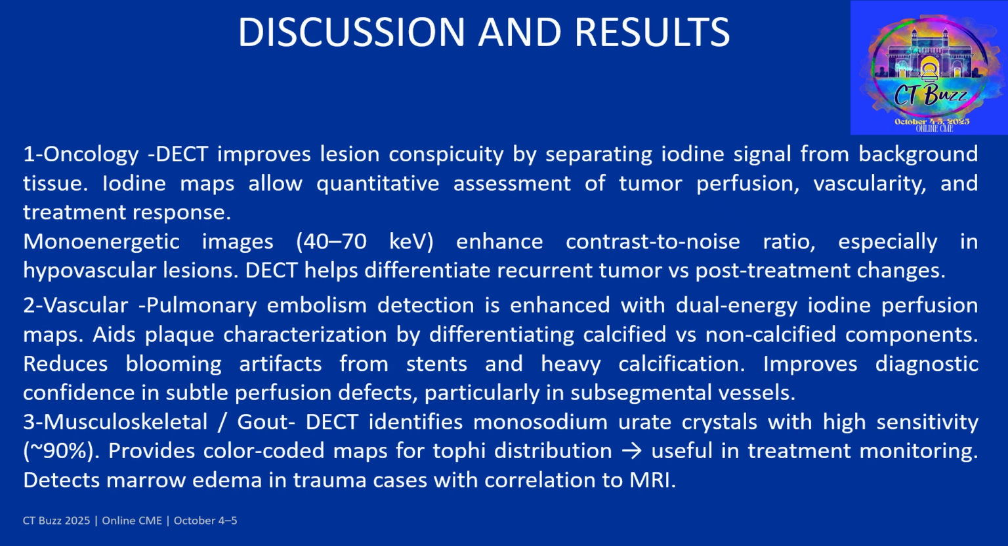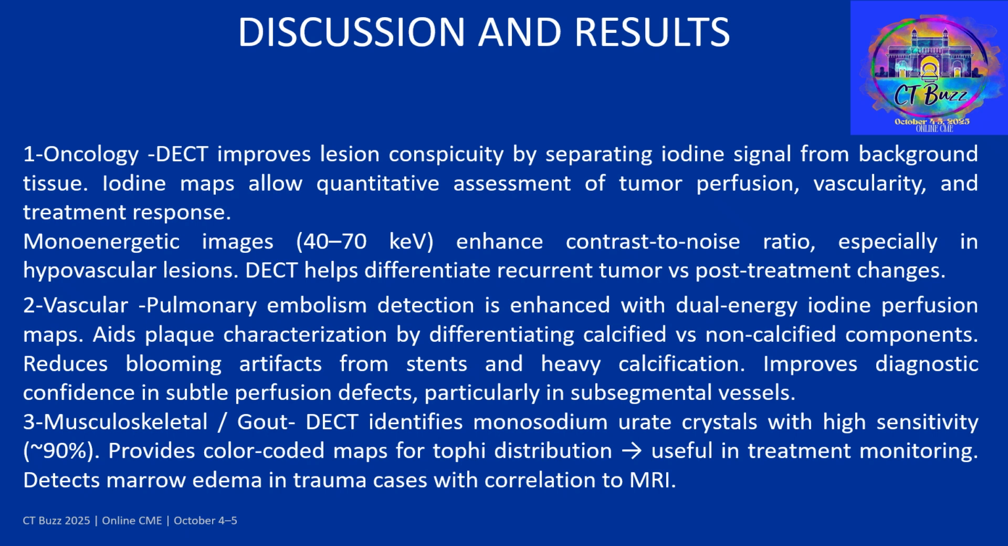Pulmonary embolism detection is enhanced with dual energy iodine perfusion maps. Diagnostic confidence in subtle perfusion defects, particularly in subsegmental vessels, is also improved. Dual energy CT aids plaque characterization by differentiating calcified versus non-calcified components. It helps to reduce blooming artifacts from stent and heavy calcification.